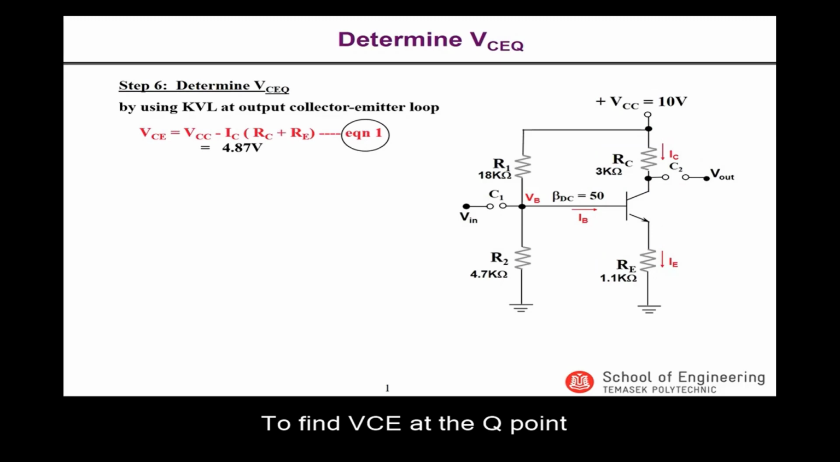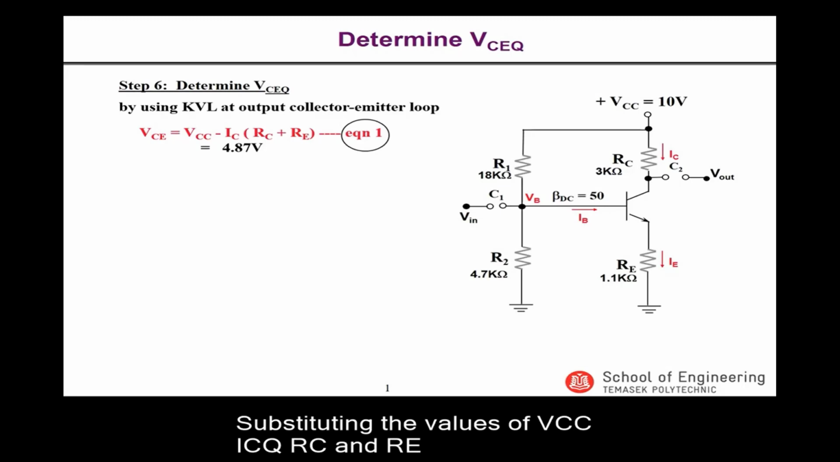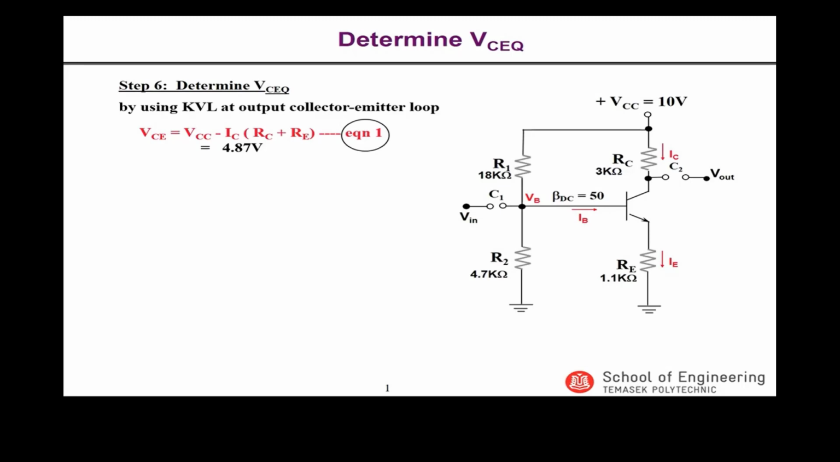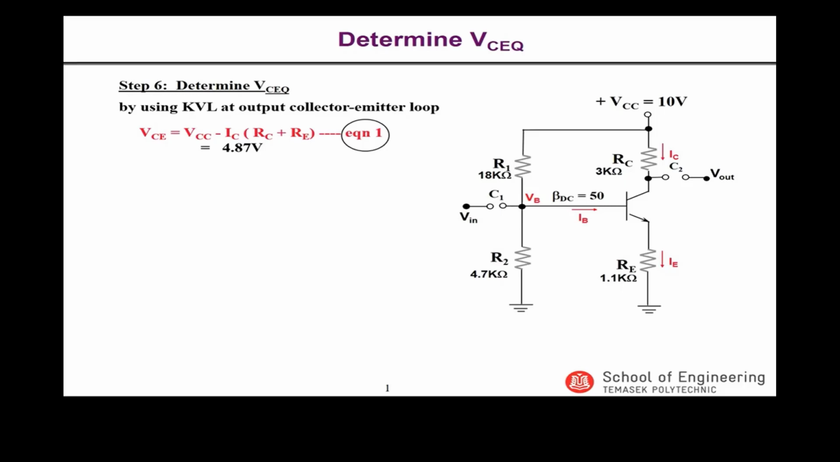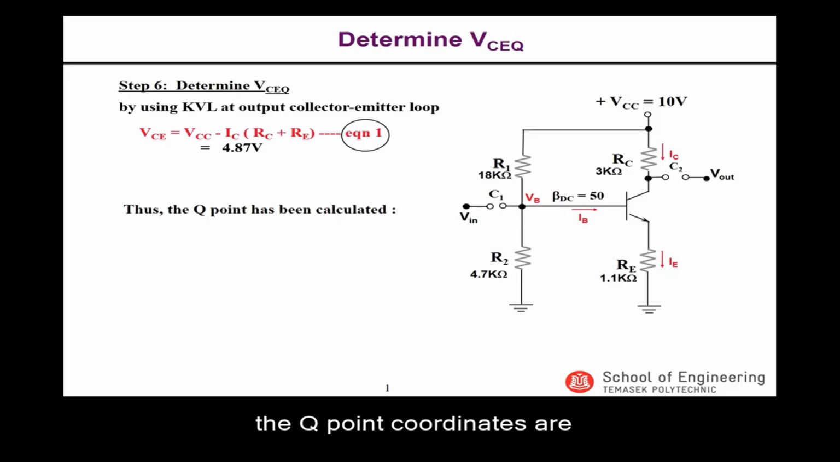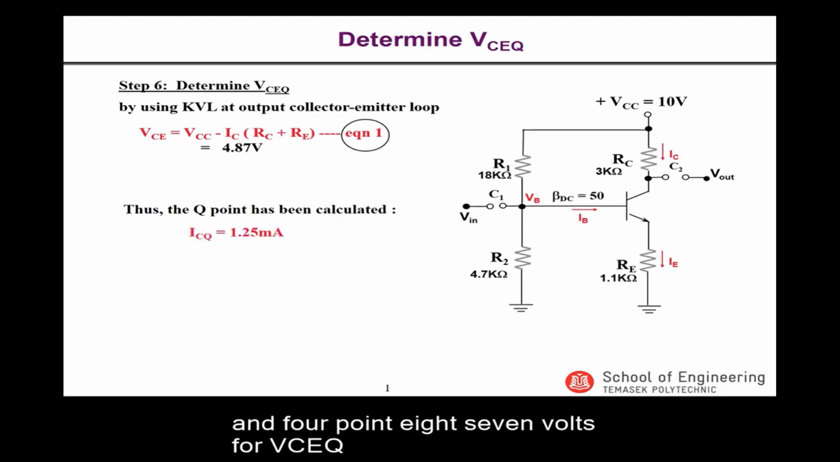To find VCE, we rearrange the equation in terms of it like this. To find VCE at the Q point, we substitute IC with the ICQ value which we had earlier determined in the previous step. Substituting the values of VCC, ICQ, RC and RE, we obtain the value of 4.87 volts for VCEQ. Thus, we can conclude that the Q point coordinates are 1.25 milliamperes for ICQ and 4.87 volts for VCEQ.